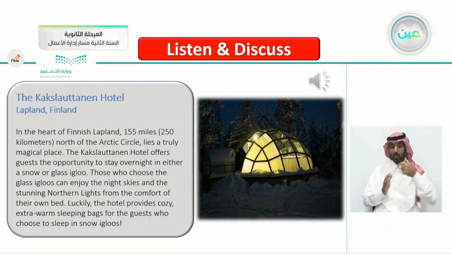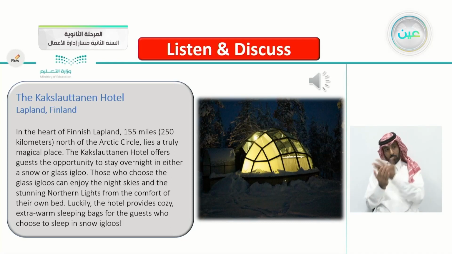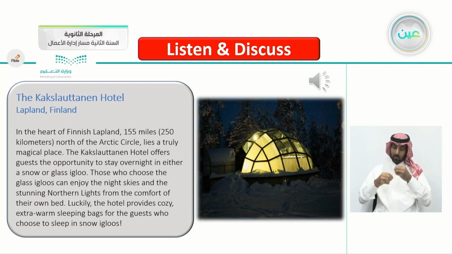The Kakslauttanen Hotel, Lapland, Finland. In the heart of Finnish Lapland, 155 miles, 250 kilometers, north of the Arctic Circle, lies a truly magical place. The hotel offers guests the opportunity to stay overnight in either a snow or glass igloo. Those who choose the glass igloos can enjoy the night skies and the stunning northern lights from the comfort of their own bed. Luckily, the hotel provides cozy, extra warm sleeping bags for the guests who choose to sleep in snow igloos.